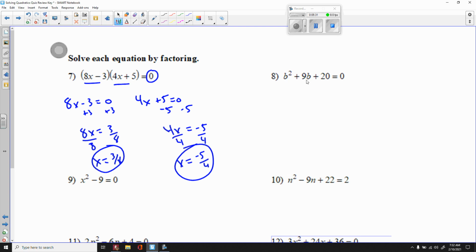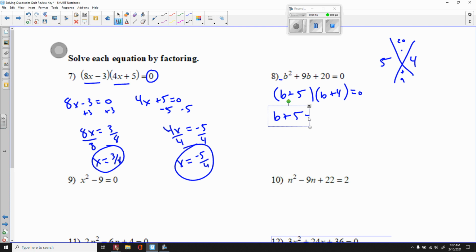This time I see that trinomial. Right, b squared. So our a value is 1. I can find 2 factors. What are the factors of 20 that add up to 9, 5, and 4? So b plus 5, b plus 4 should equal 0. Set factors equal to 0.